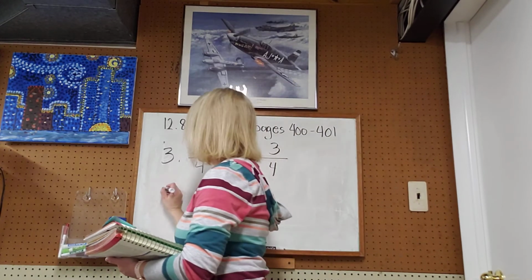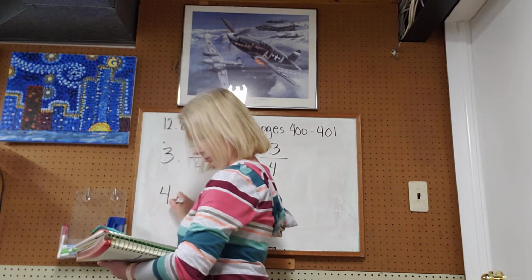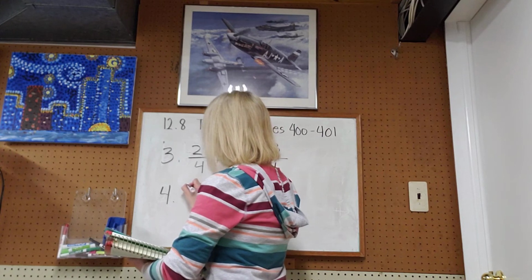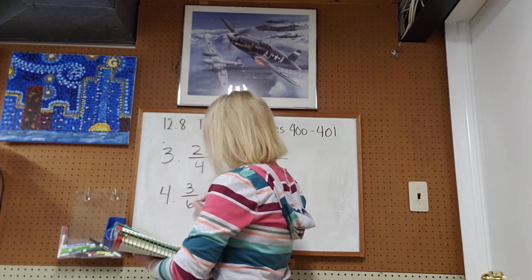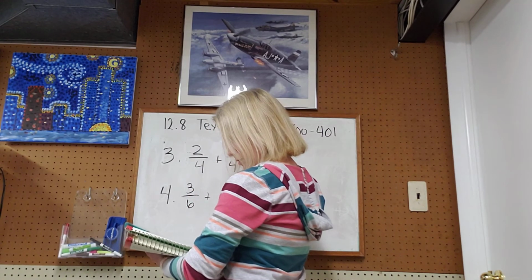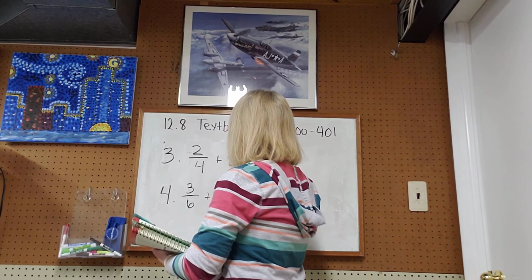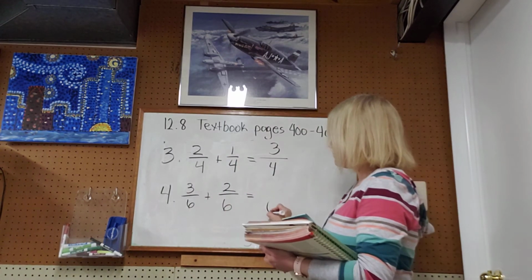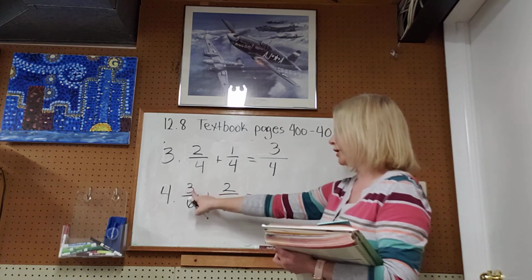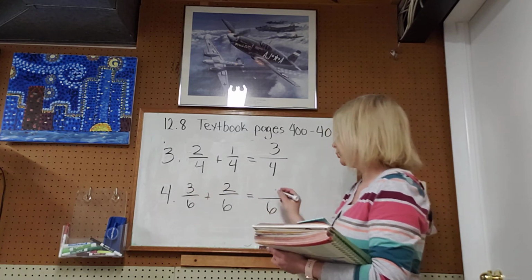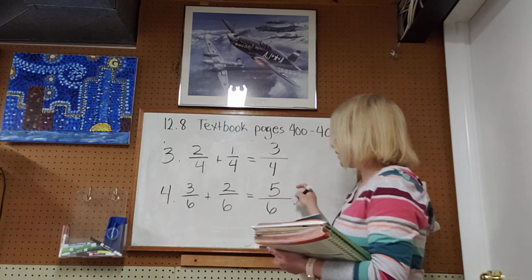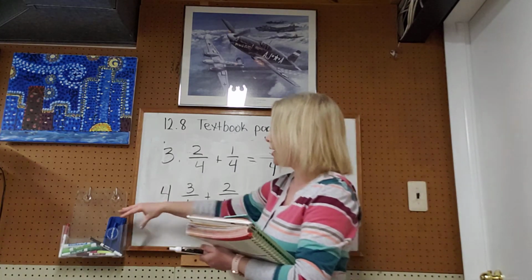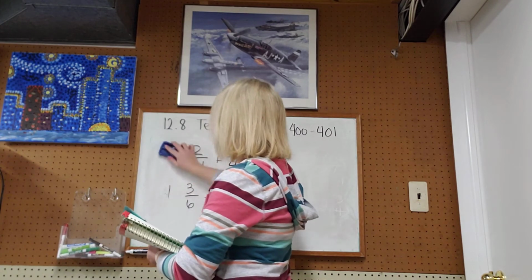Let's go to number 4. Three sixths plus 2/6. Denominator stays the same, and you add the numerators. 3 plus 2 equals 5. Your answer is 5/6. Let's try one more, and I'll have you do some on your own.